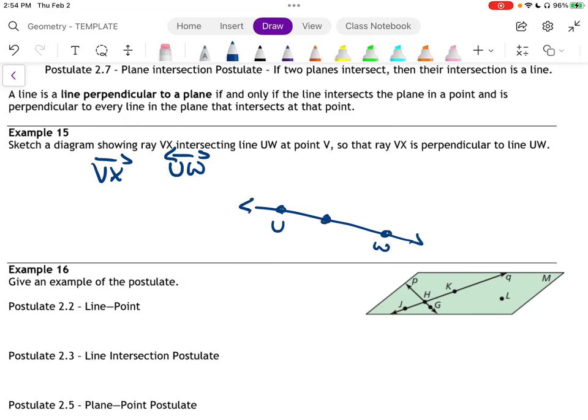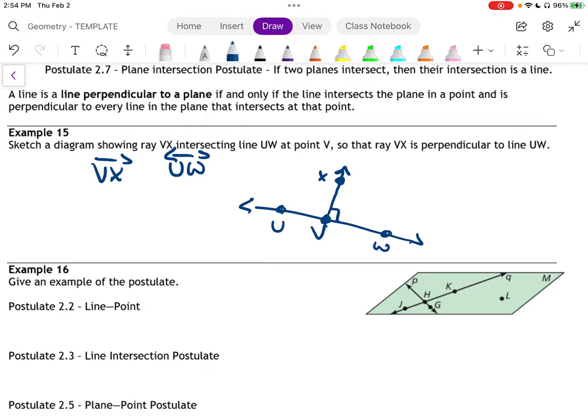and then we have some point in the middle, or in about the middle, right? It doesn't have to be perfectly the middle, and that would be point V, and then the ray comes off, and we have point X somewhere there. And then it says they're perpendicular, so I'll draw a right angle mark.